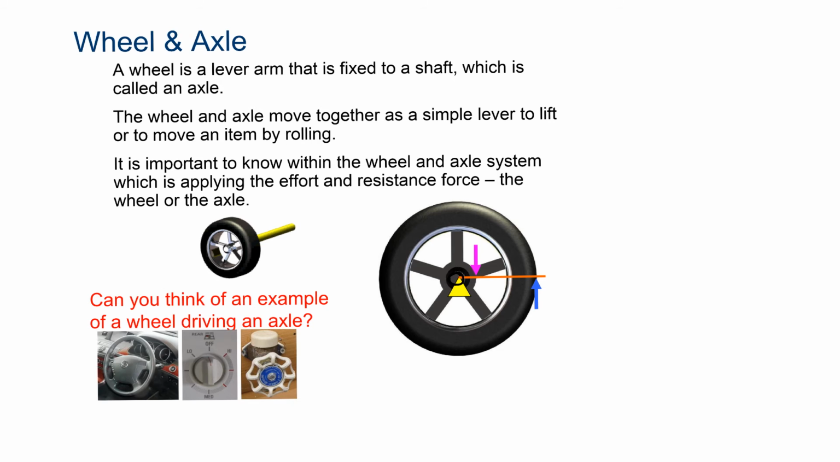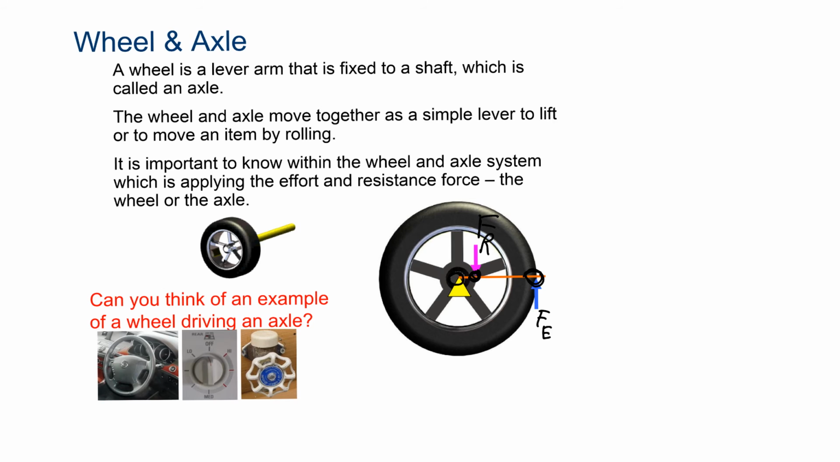Your effort force is going to be turning the axle, so that would be applied right there. I'm sorry, your resistance force would be where the force turning the axle is, right there, and your effort force is applied out here. Do you guys kind of see how that looks just like a lever? And what kind of lever is that? Second class. So this would be your effort force and your resistance force.